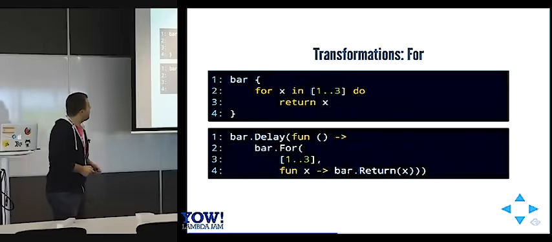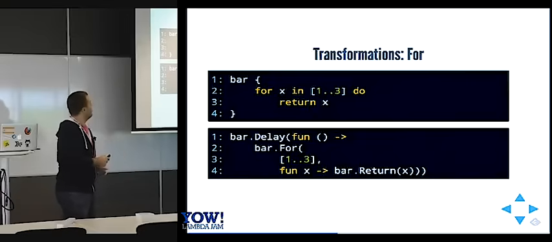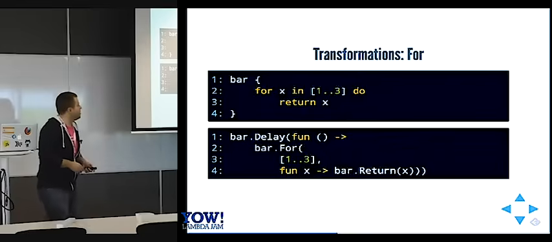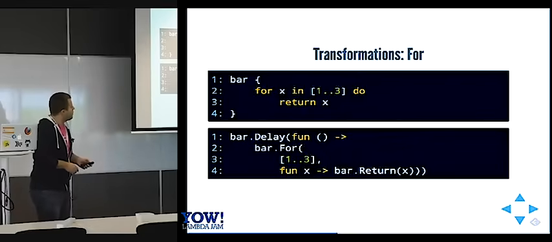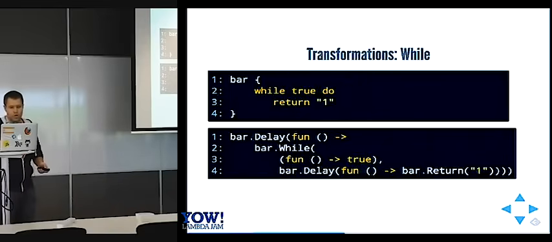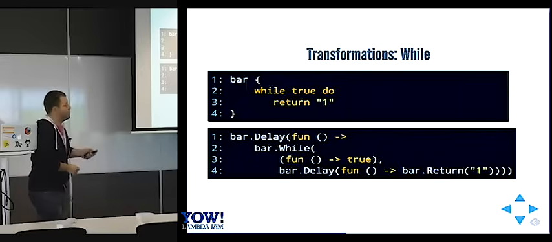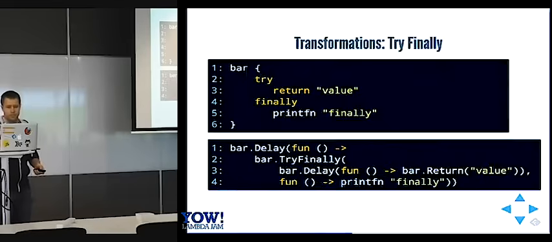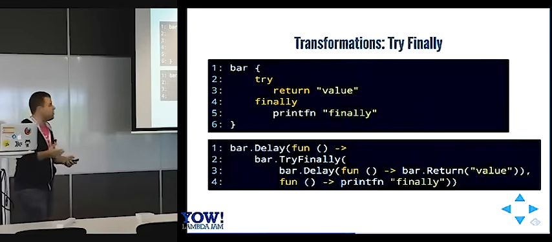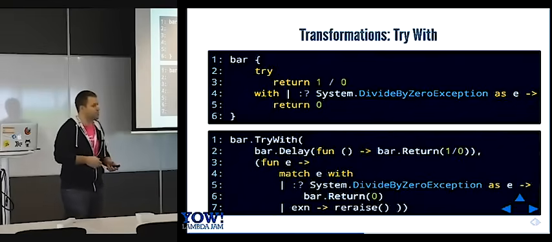For expressions are supported, and it's just basically a map call. So you've got the iterator passed as the first argument, and the body of the for expression passed as the second. And while is similar, the check is passed as the first argument, and the body is the second. Try finally is supported, so this is resource cleanup again. And try with allows you to pattern match on exception types.